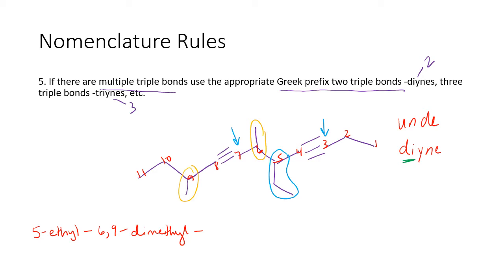So we're going to have 3,7, and then undec, and sometimes a vowel is thrown in here to make it easier to say. So instead of saying undec-diyne, it's often undeca-diyne. So the diyne matches up with the numbers 3 and 7, so that's where the di part comes in. And then the undeca or undec is because there's 11 carbons in the longest continuous chain.